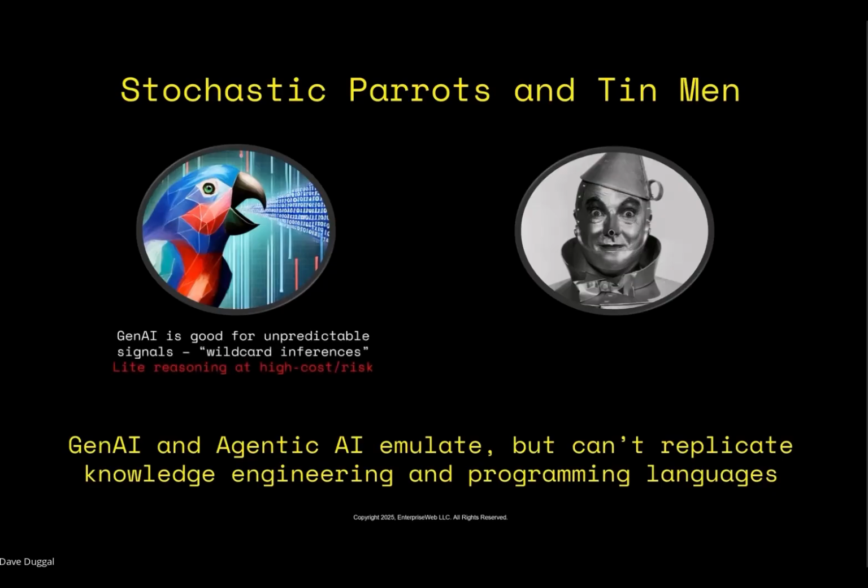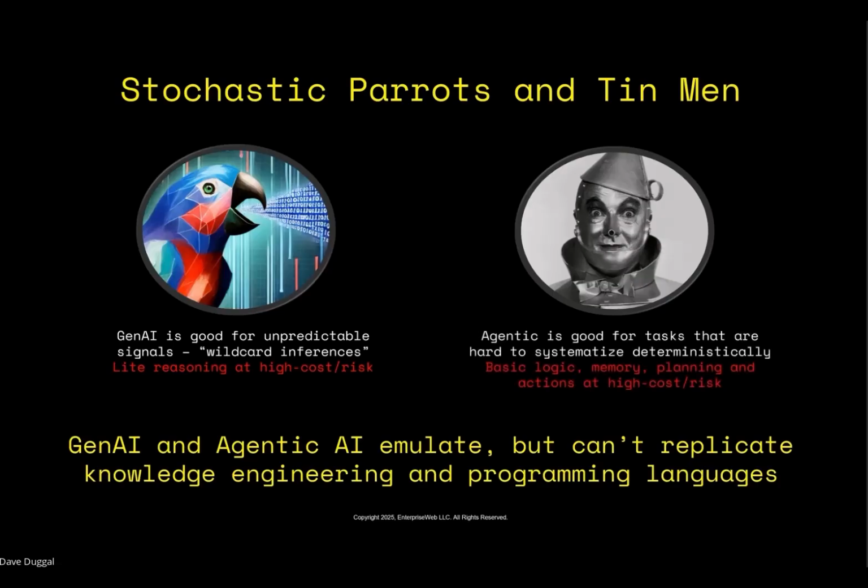So you have to really separate from the hype. Now, Gen AI is good for unpredictable signals and what we call wildcard inferences, right? Because you could always use AI, ML, RL for inferences. So what's the advantage of using Gen AI? Well, because it's not a logical model, because it's not Bayesian, it can actually give you some new kinds of information, but at high cost and risk. Same thing with Agentic. Agentic is good for tasks that are hard to systematize deterministically, more informal processes. But again, it's only basic logic, basic memory, basic planning, and quote unquote reasoning, at high cost and risk.